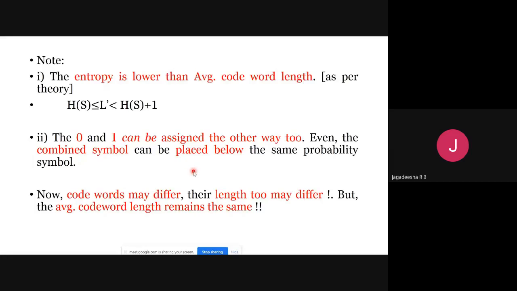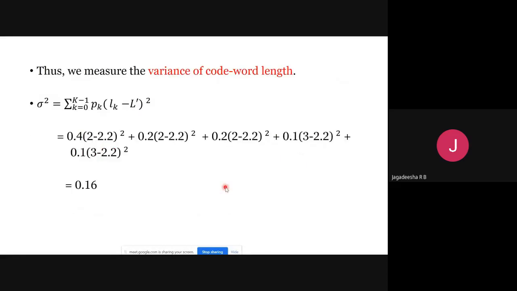Because of these possibilities, we have choices, right? Because of this, we have a concept of variance that says that if you do the code in a different way, then the code words may be different. Their lengths also can be different. So we have a variation here compared to the average. That's the variance, right? A statistical word, variance.